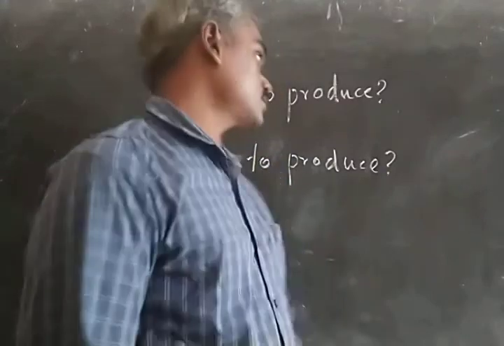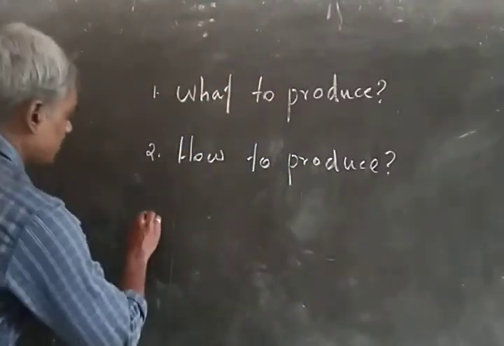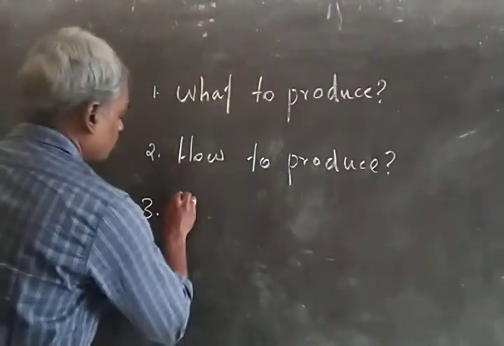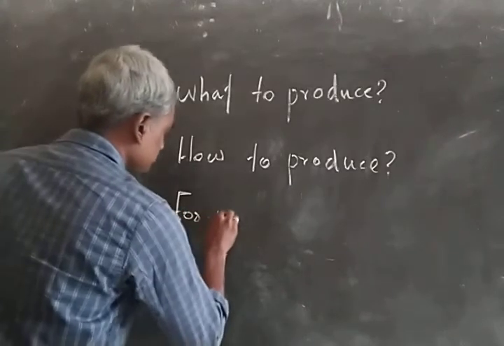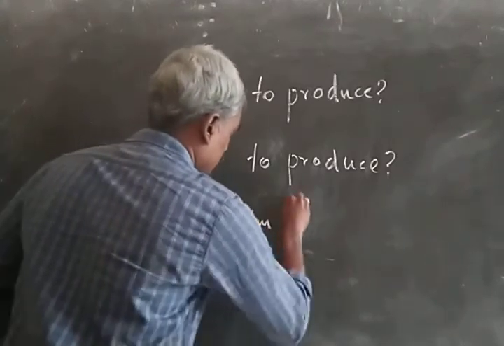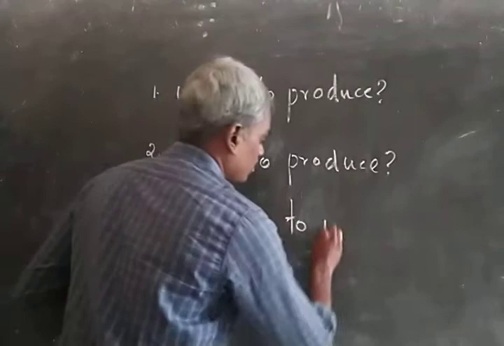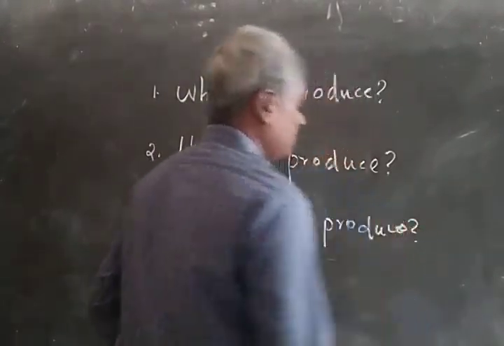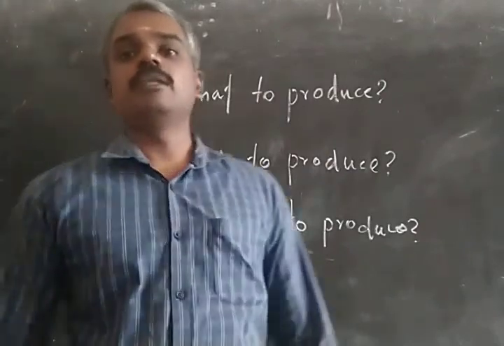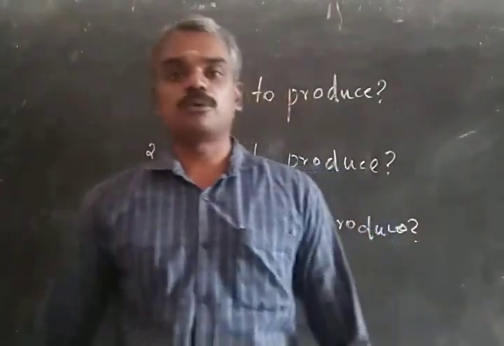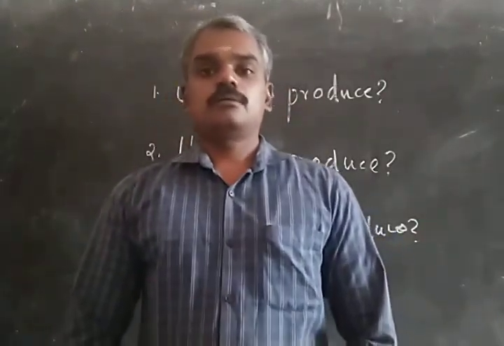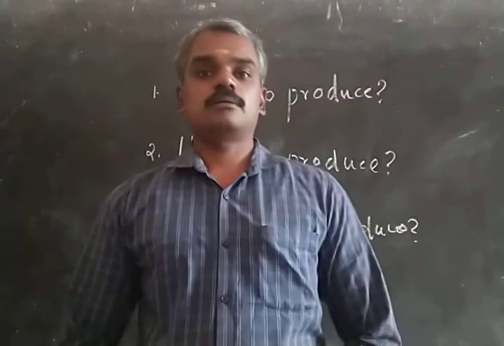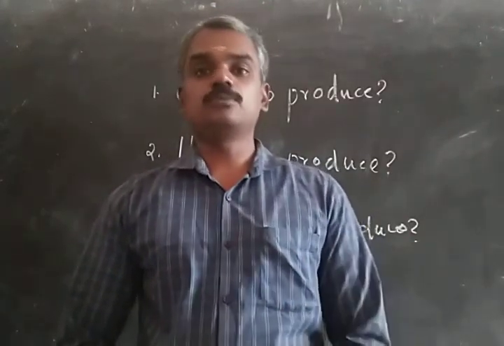The third question or the third basic problem is for whom to produce. That means the ultimate beneficiaries of the production. For whom to produce. Okay. It also depends. It also has two parts.